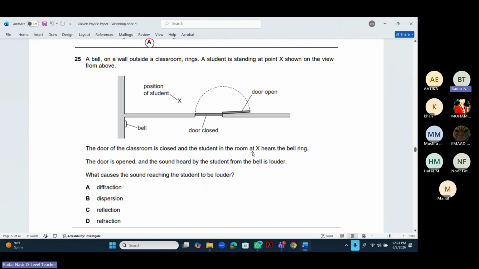A bell on a wall outside a classroom rings. A student is standing at X, shown on the view from above. Zeros.